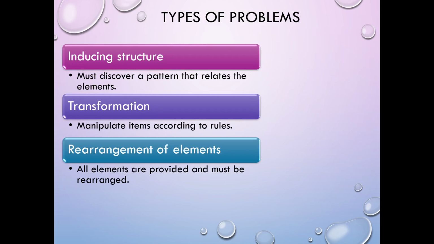Another type of problem is the kind that requires you to rearrange the elements. All the elements are provided and you have to figure out how to rearrange them. A good example of that would be an anagram. Anagrams are when you have scrambled words. Now if you look at this list and start unscrambling them, you'll start to see a pattern. So you're like, bull, camel, skunk. Okay, now it's getting easier.